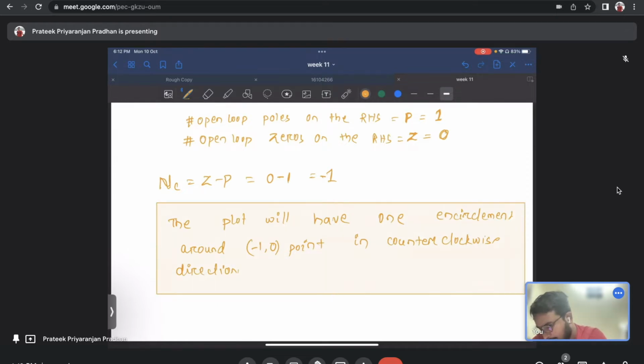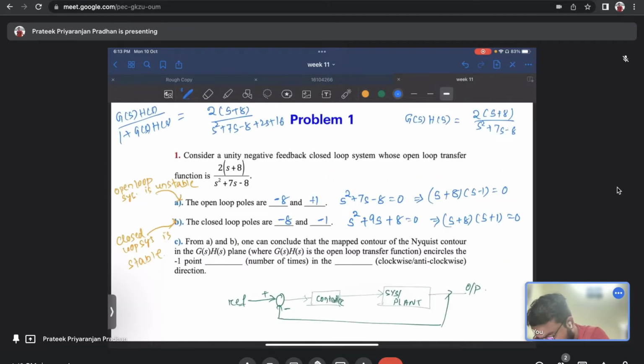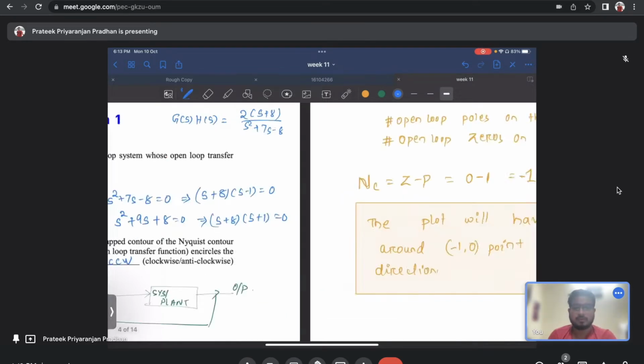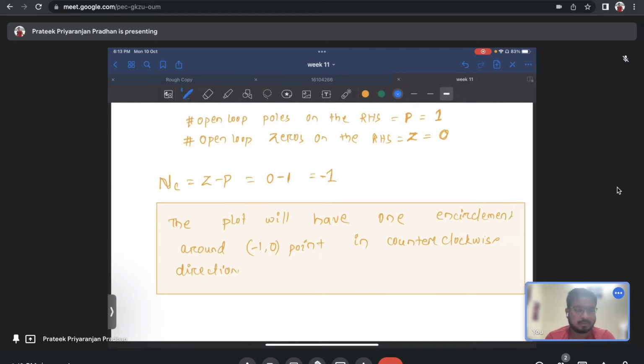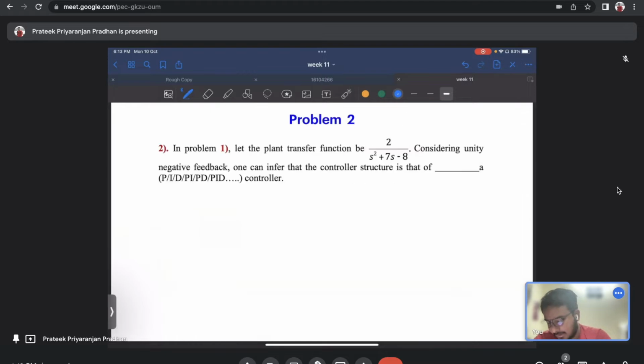Okay. So we have the answer. There will be one encirclement in counterclockwise direction. I guess this question was clear because it's a very fundamental question. Now coming to the second question. It's very similar to the first question.